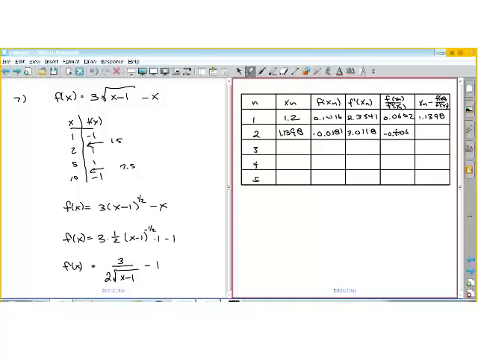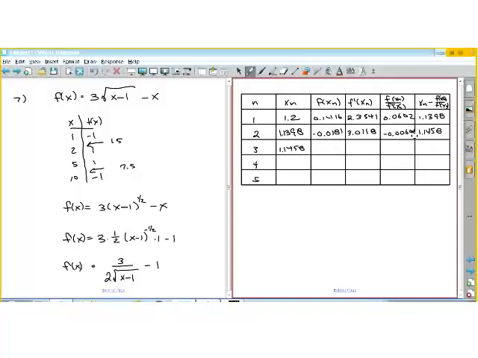negative 0.00600, actually 0.00601. So I'm subtracting a negative number, so 1.1398 plus 0.00601, and that gives me 1.1458. And you can see I'm within 0.01 now, so I get 1.1458. And I go through one more time.